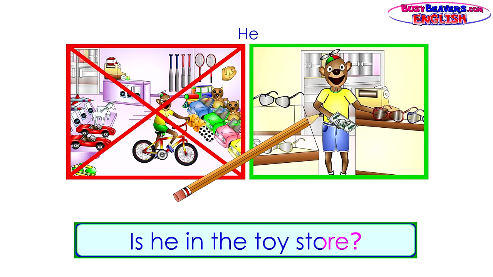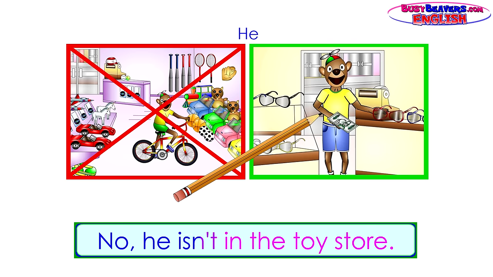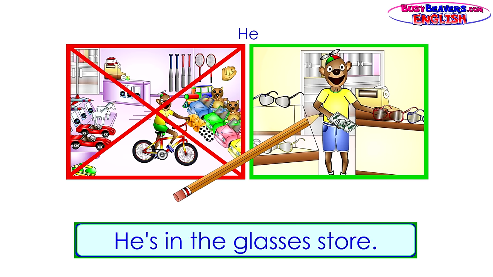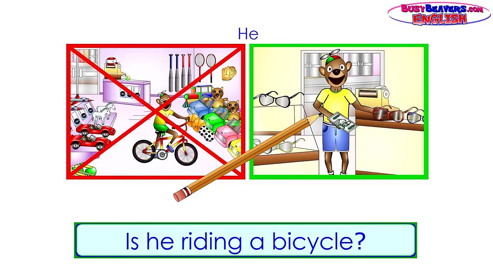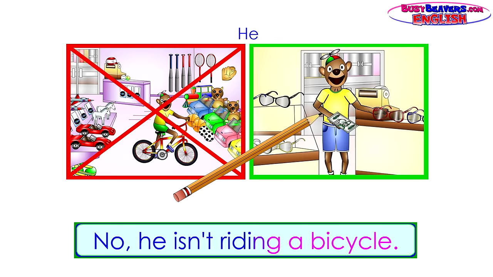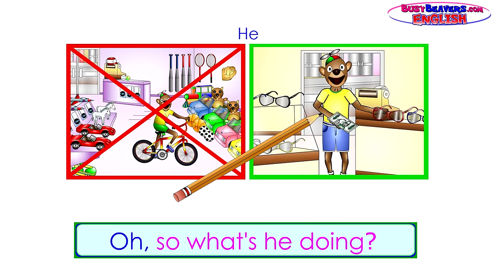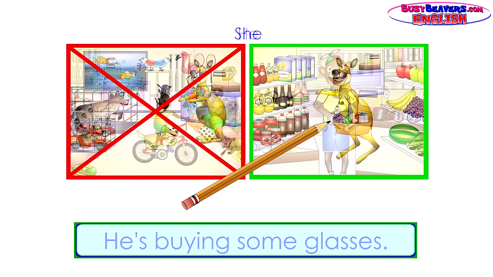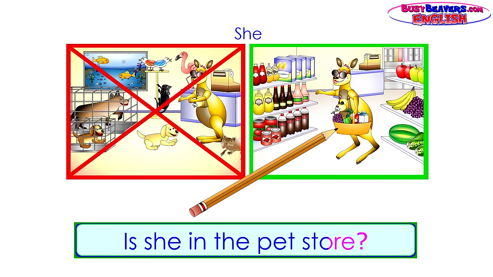Is he in the toy store? No, he isn't in the toy store. Oh, so where is he? He's in the glasses store. Is he riding a bicycle? No, he isn't riding a bicycle. Oh, so what's he doing? He's buying some glasses.